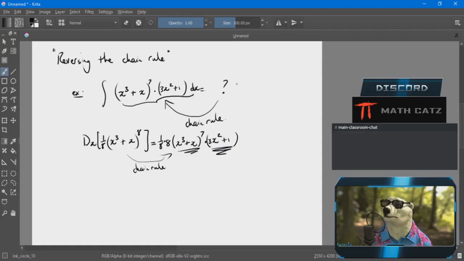And I can then say, oh, my antiderivative is 1 over 8, x cubed plus x to the power of 8 plus c, of course. And I can check it. I get exactly what I should get. Now, in this situation, it is fairly obvious that I have a function of a function. It doesn't have to be a bracket to a certain power, of course.